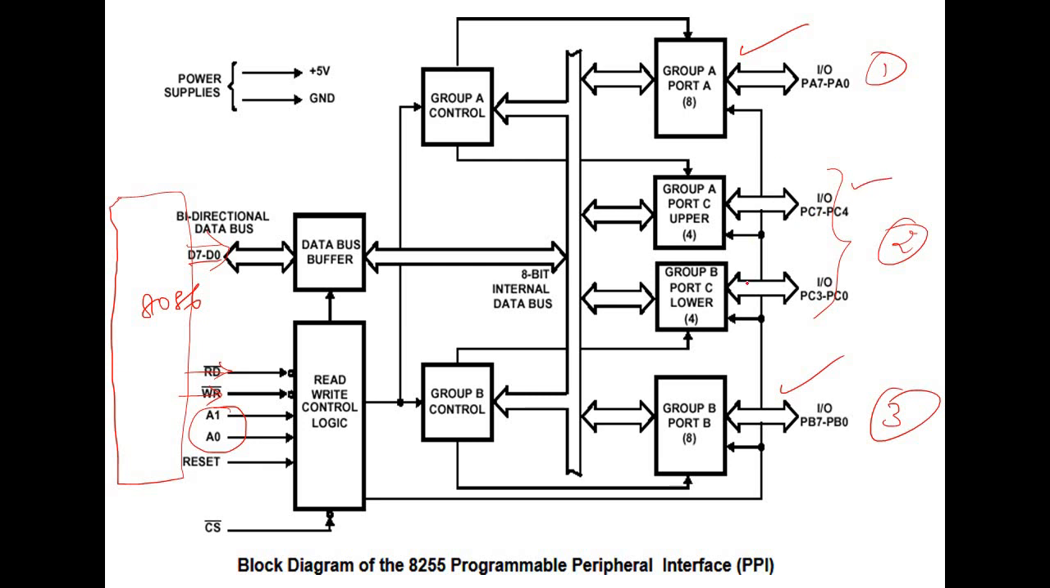All 3 ports are 8-bit, but port C is subdivided into 4 bits each as 2 parts. The upper part of port C is connected with port A, and the lower part of port C is connected with port B. This portion is grouped into group A, that is port A and the upper part of port C. And why is it done? Based on this structure, the modes of the 8255 have been made.